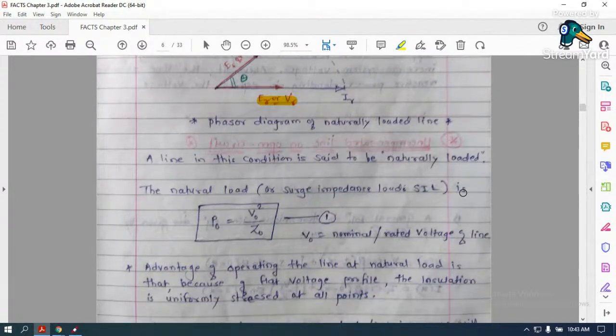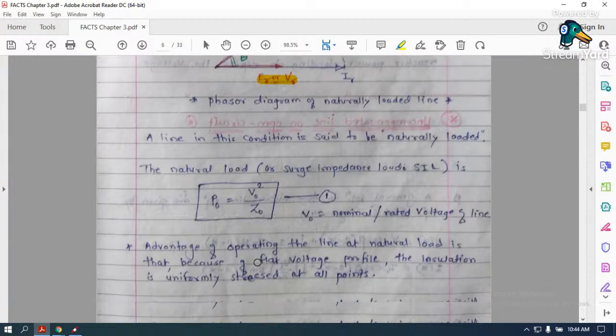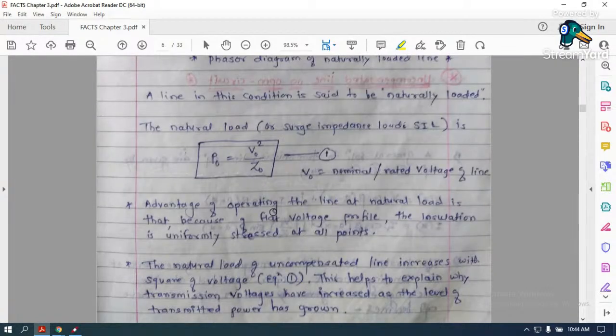The natural load or SIL is given by P0 equal to V0 square by Z0, where V0 you can call the nominal voltage, and Z0 is your characteristic impedance or surge impedance. Now what is the advantage of operating the line at natural load? Because of a flat voltage profile, the insulation is uniformly stressed at all points. This is the biggest advantage of getting a flat voltage profile.